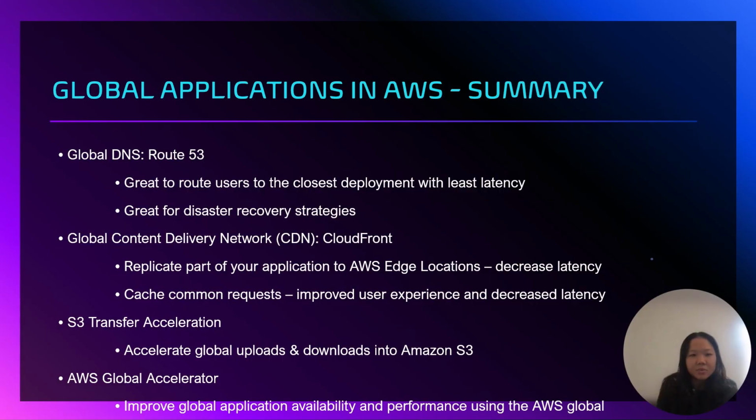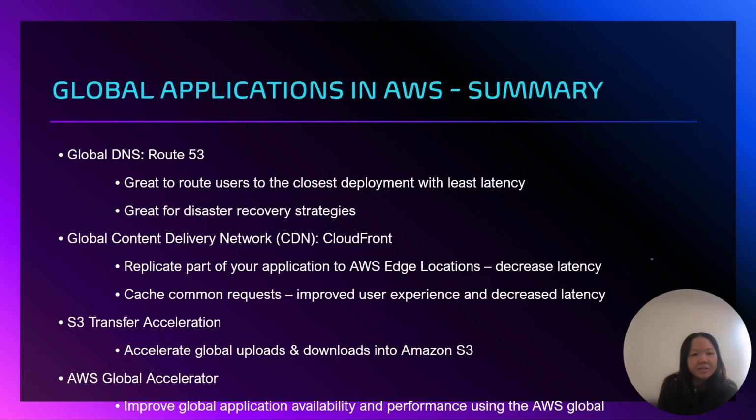Global applications in AWS summary. Global DNS, Route 53, is great to route users to the closest deployment with the least latency, and is great for a disaster recovery strategy. Global Content Delivery Network (CDN), CloudFront, replicates part of your application to AWS edge locations, decreases latency, caches common requests, and improves user experience.